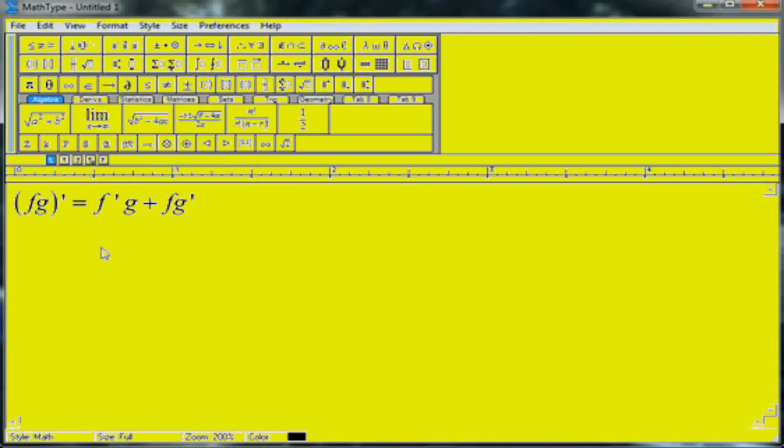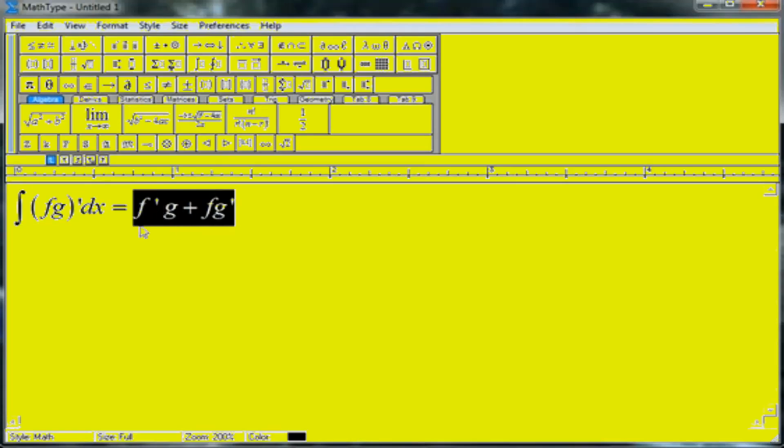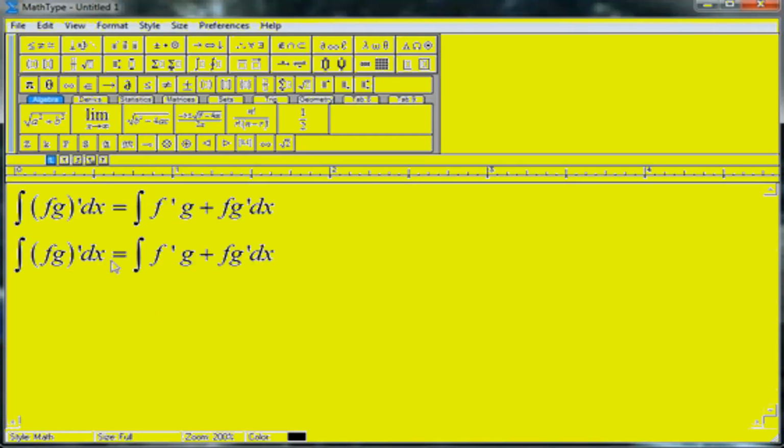So basically, the ultimate goal is to find the integral of two functions being multiplied together. So we take the integral of both sides, dx. Well, the left side is just the integral of the derivative, so that cancels out. That's just fg.